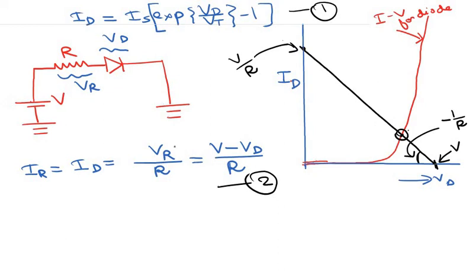Now if I change this load resistor to, let us say, 2R instead of R, then we would get another line with a different slope.